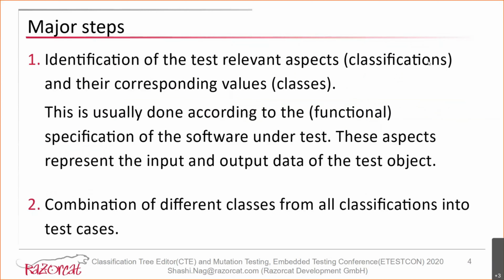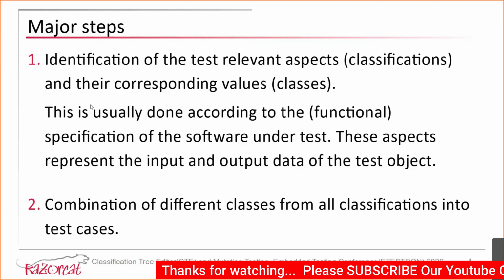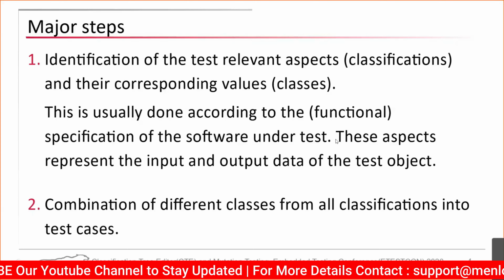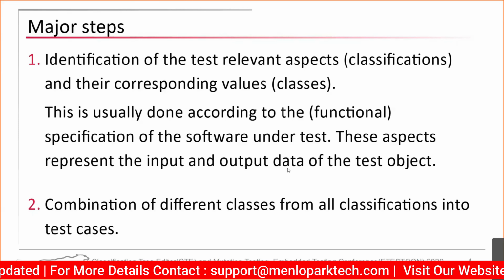Those are called classification. So here I can say the variables, they can be input output variables, and input can be global variables or parameter to the function or function returns, and then corresponding values for those classifications, and those are called classes in tree editor. So once we identify all the interfaces or all the test relevant aspects, we also create some set of values. And once we do this, how we are doing this, so this is usually done according to functional specification of software under test, and these aspects represent the input and output data of the test object.